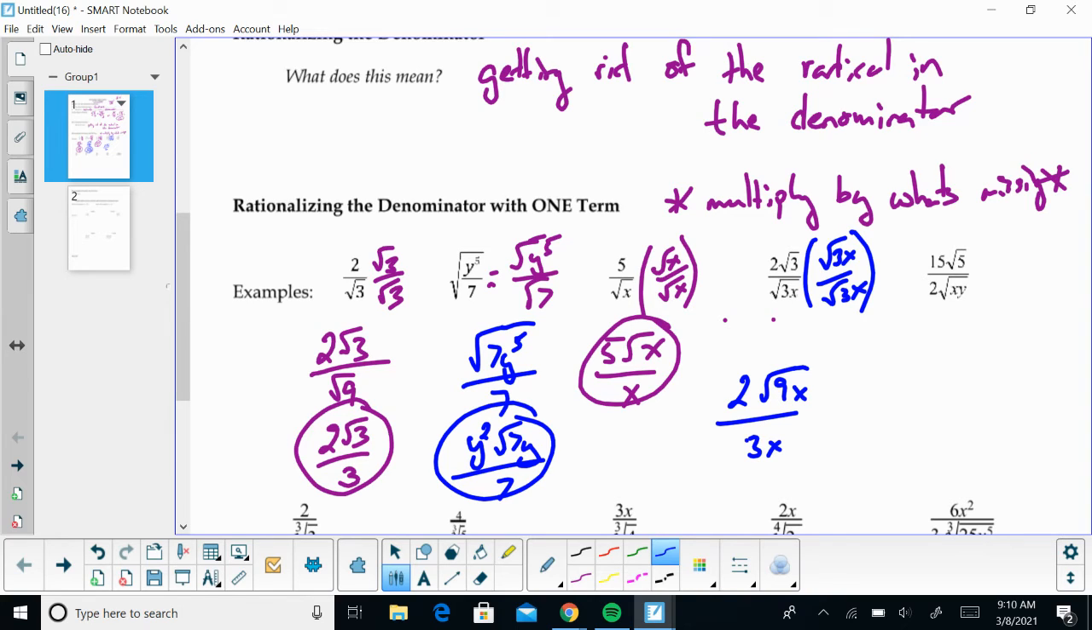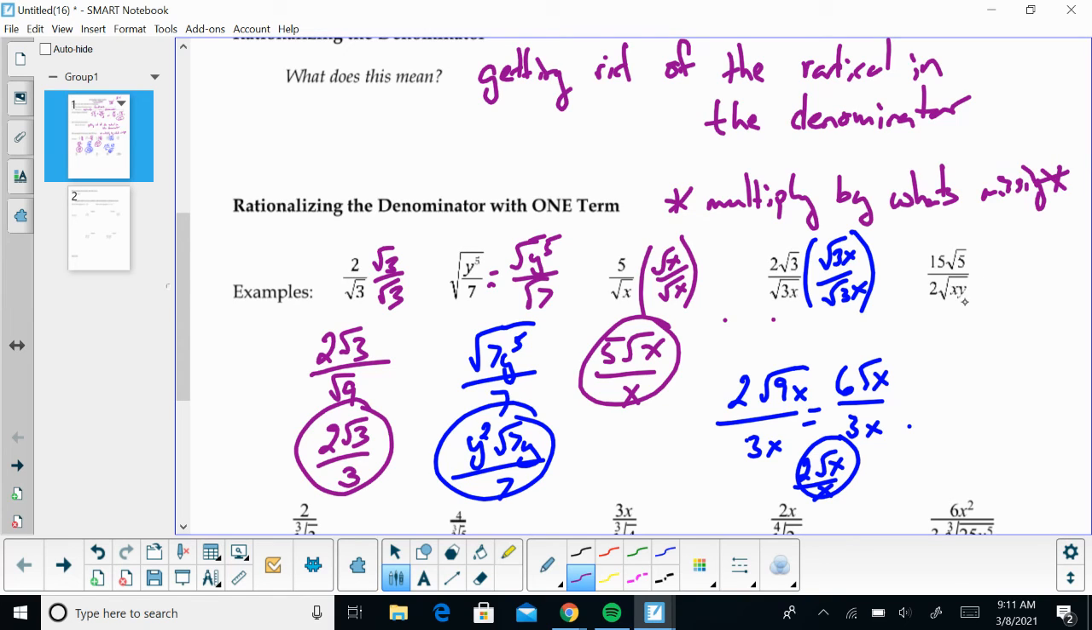What's the square root of 9? Well, that's 3. So this becomes 6 root x over 3x. And can I divide 6 by 3? I sure can. So I'd be left with 2 root x over x as my final answer. So there's a lot of possible simplifications that you need to look for. And it just becomes stopping, checking, seeing if you see anything to simplify down and remembering to do that.